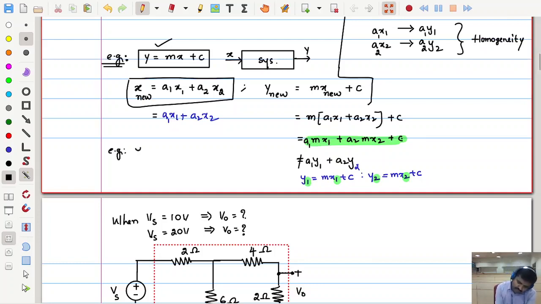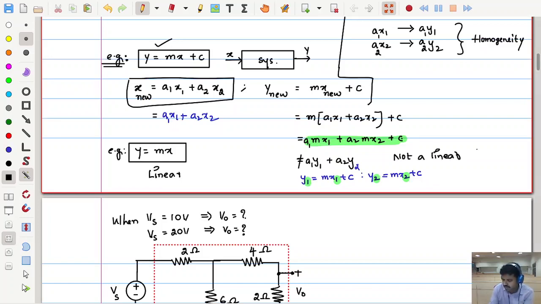So if you test it this way, y is equal to mx, then you will get the required things. If this is the relationship, you can say it is linear, whereas this other one is not linear, meaning it is a non-linear system, not a linear system. So you can verify whether a system is linear or not.